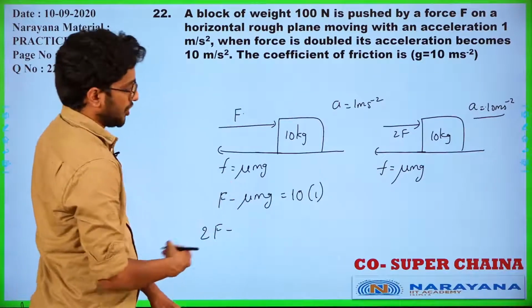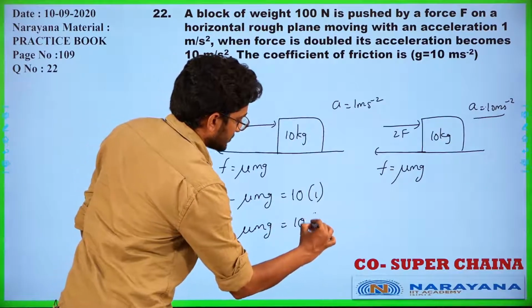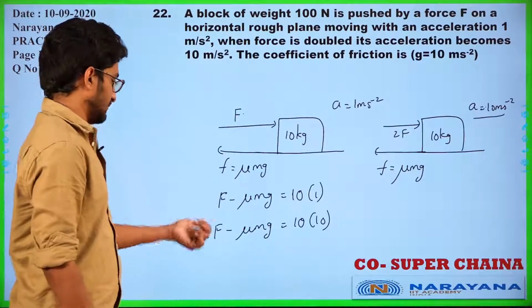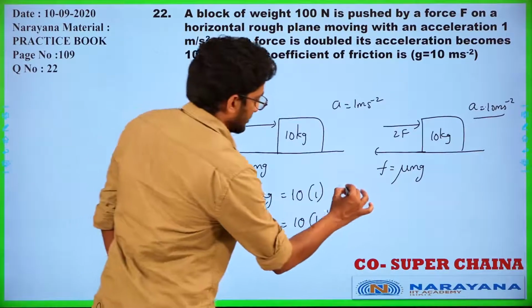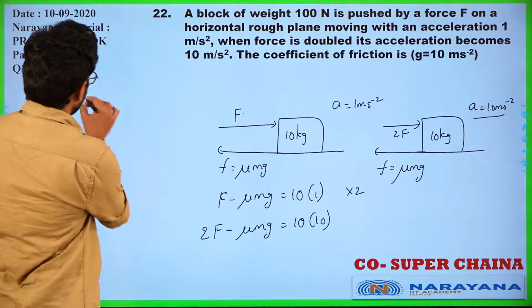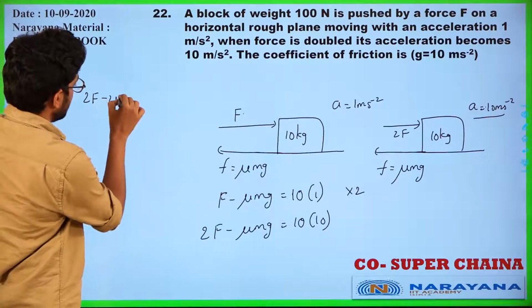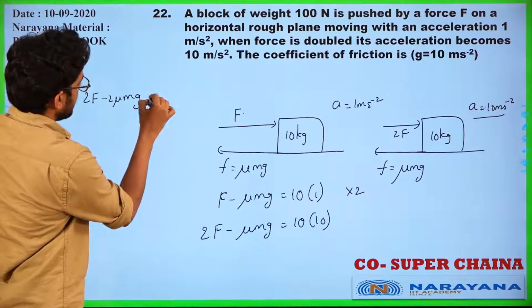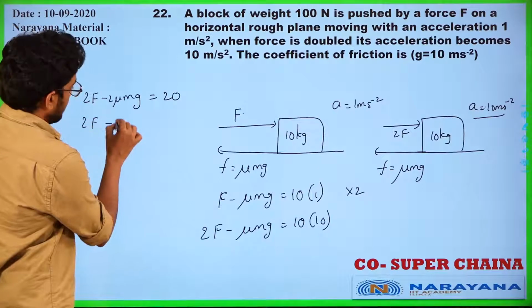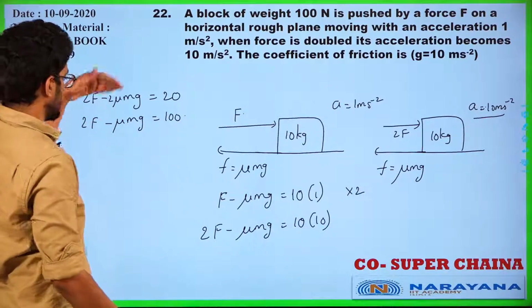And force equation here, 2F minus mu mg is equals to m into a. So 10 into 10 again. Okay. So now here I need mu, I don't want the value of force F. So I multiply the first with 2 and then subtract them. If I multiply with 2, the equation becomes 2F minus 2 mu mg is equals to 20. And this equation I take as it is, 2F minus mu mg equals to m into a, that is 100. So just subtract them.